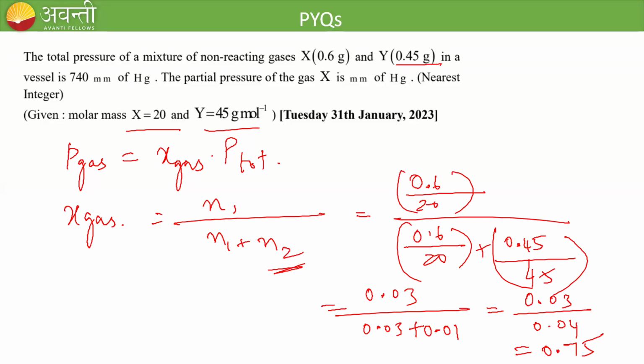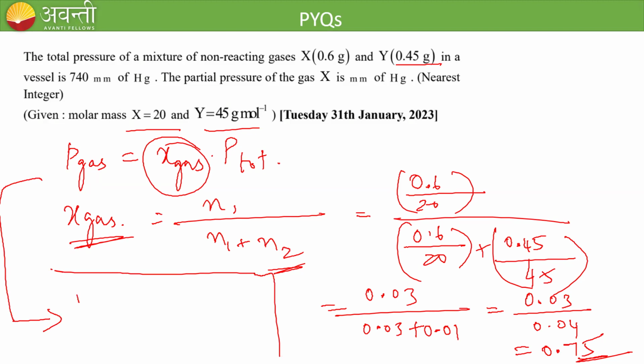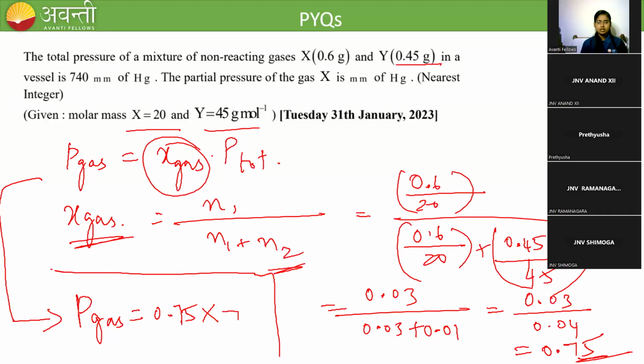Oh, sorry. This is the mole fraction, right? So 0.75 is the mole fraction value. And we have to substitute this mole fraction in this formula to find out the partial pressure of the gas. So now the partial pressure of the gas is equal to the mole fraction, which is 0.75, into the total pressure. The total pressure is given as 740 in the question. So 0.75 into 740 will be equal to 555 mm of mercury.